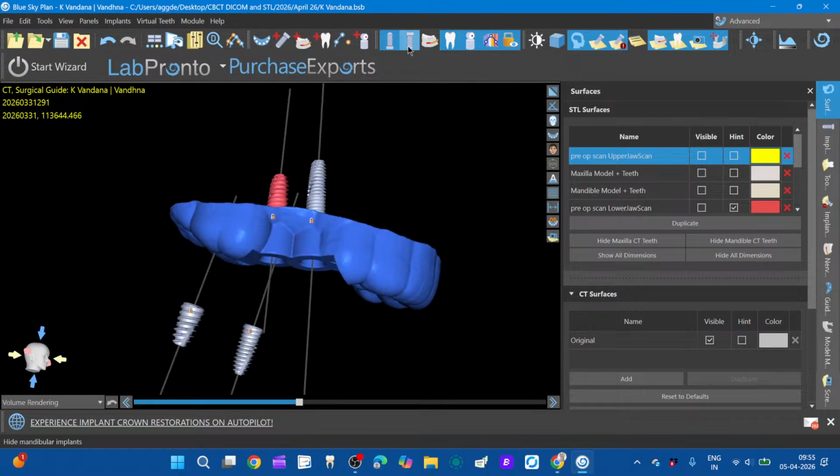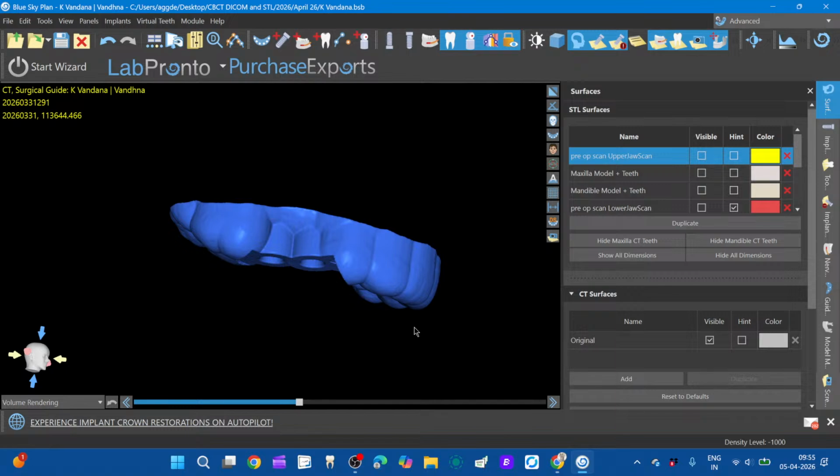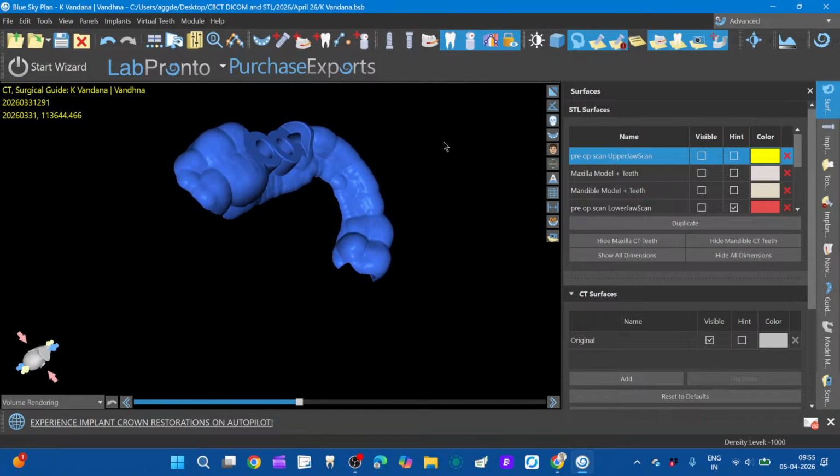So you can subtract anything and see the things individually. So this is our guide.